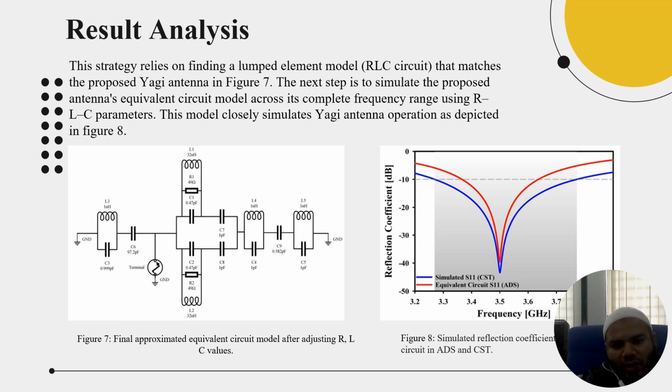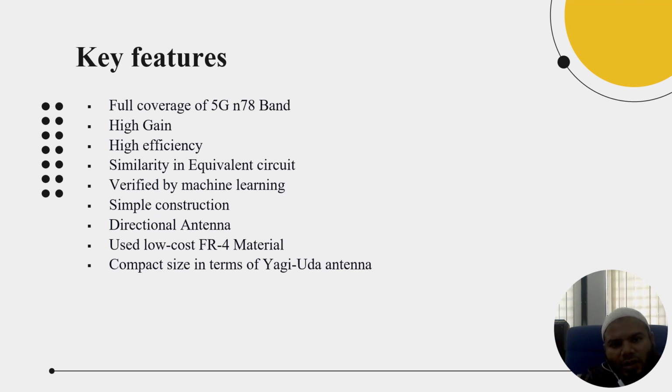And finally, we also evaluated the RLC equivalent circuit. The left side figure is the RLC equivalent circuit of our Yagi antenna. We got the RLC lumped elements, and also validated the results with our CST simulation software. Alhamdulillah, the result is also similar, and the resonant frequency is at 3.5 gigahertz, which suits the 5G N78 frequency band.